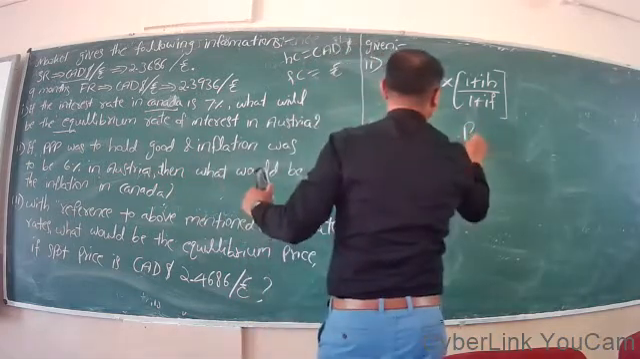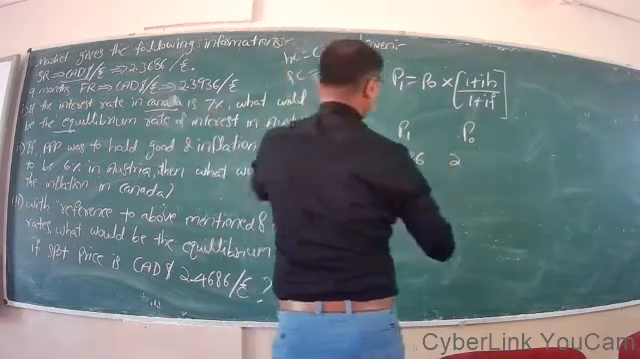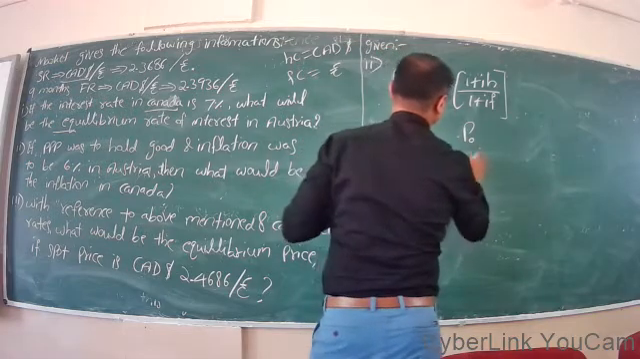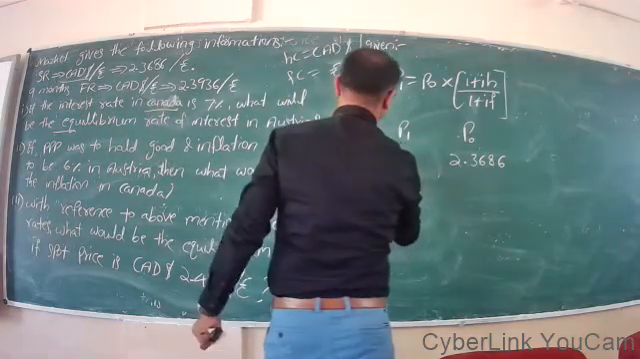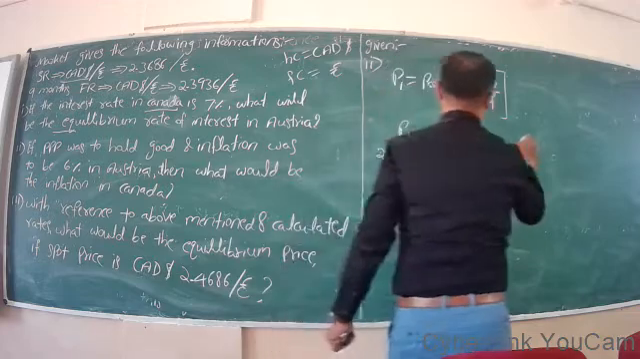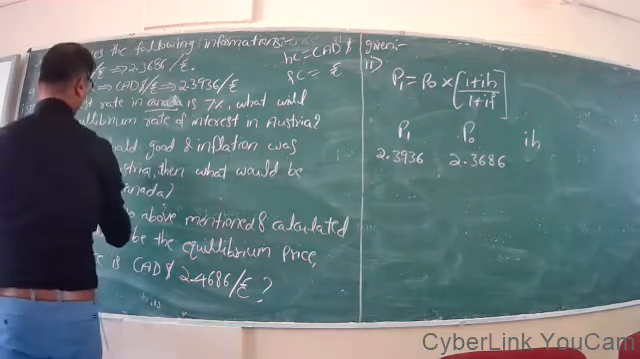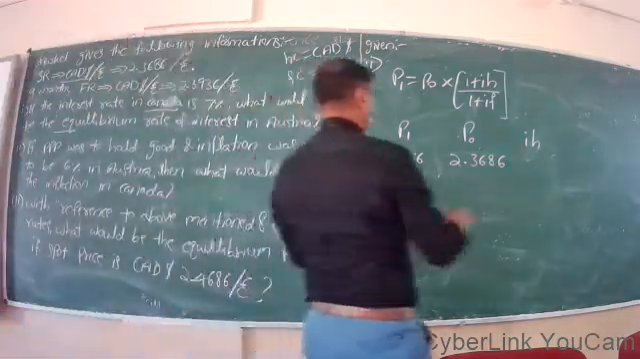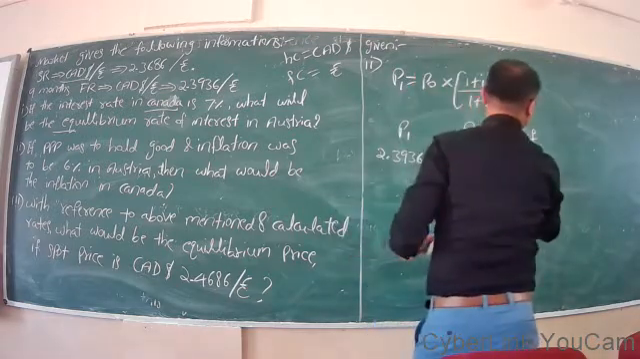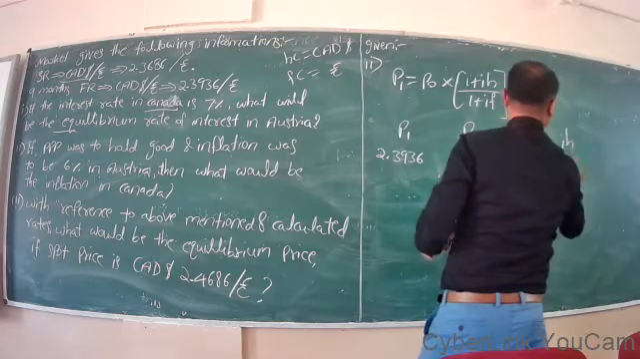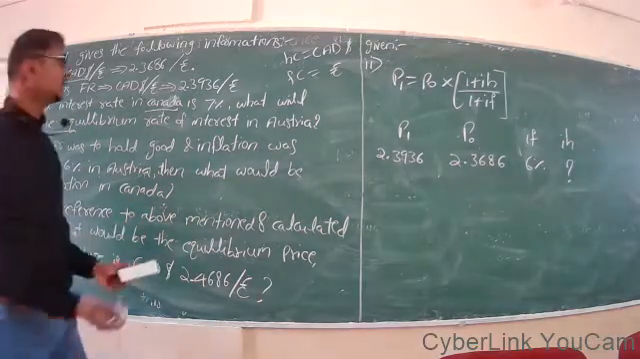So P1 is given, that is 2.3686. P0, sorry, 2.3686. P1, that is the forward rate, is given as 2.3936. Inflation in foreign country is given as 6% in Austria, and inflation in home country we have to calculate. What will be the inflation in Canada? Canada is our home country.